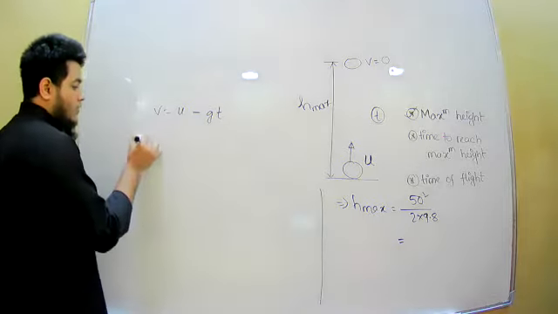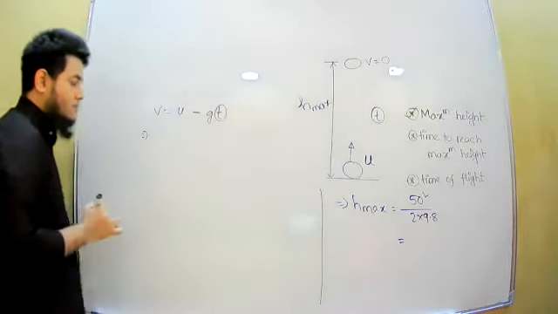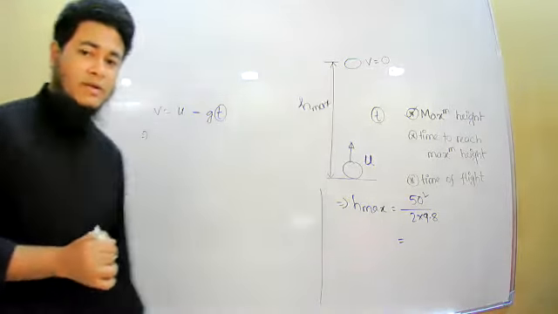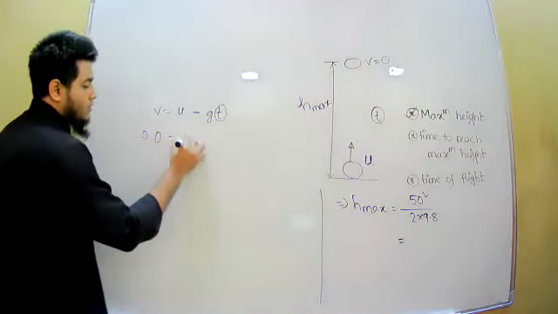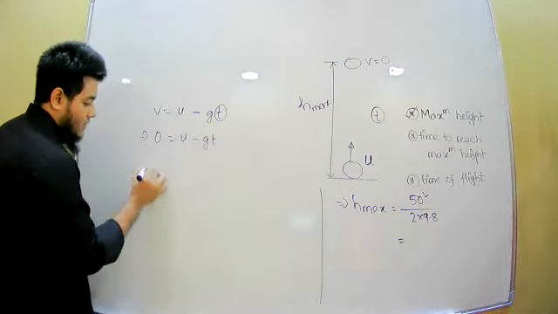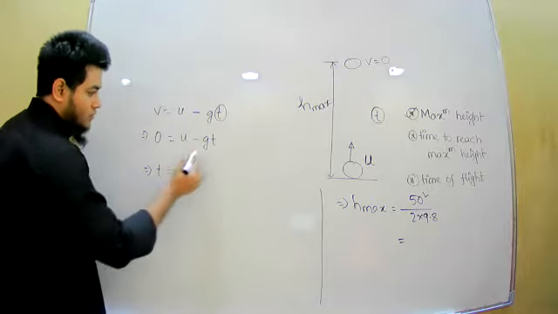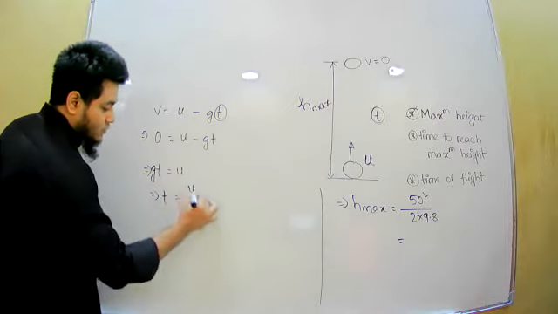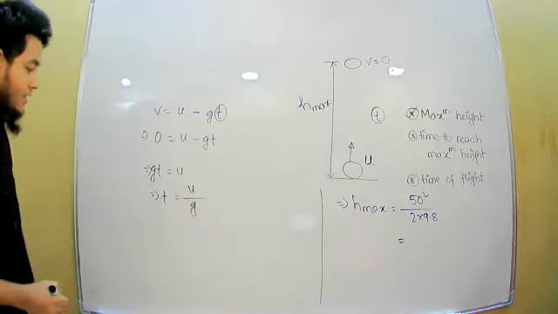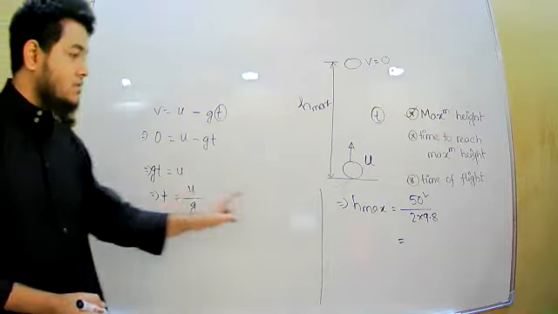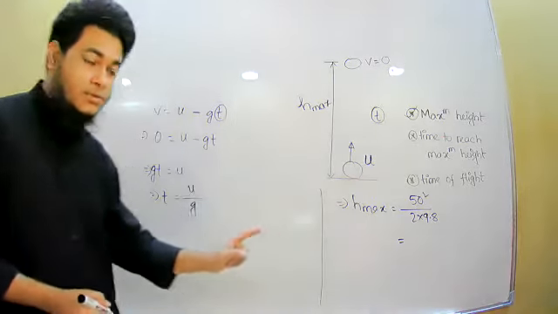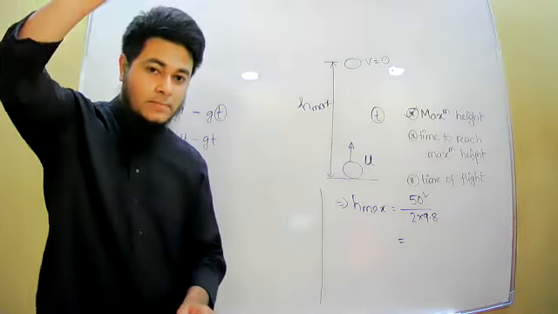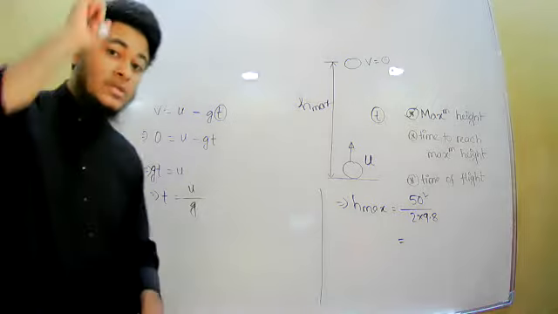So from here I want to find out the value of t. I can replace the value of v, right? Because at the maximum height the velocity becomes 0. So 0 will be equal to u minus gt. Then if I change the side, gt is equal to u, so t is equal to u by g. Again, if you know the initial velocity, with what velocity the body was thrown, you can say for how long the body is going to travel in the upward direction. That is how much time it will take to reach the maximum height.